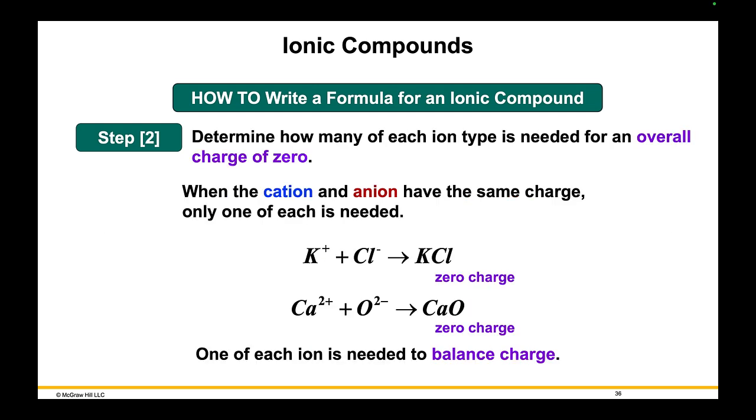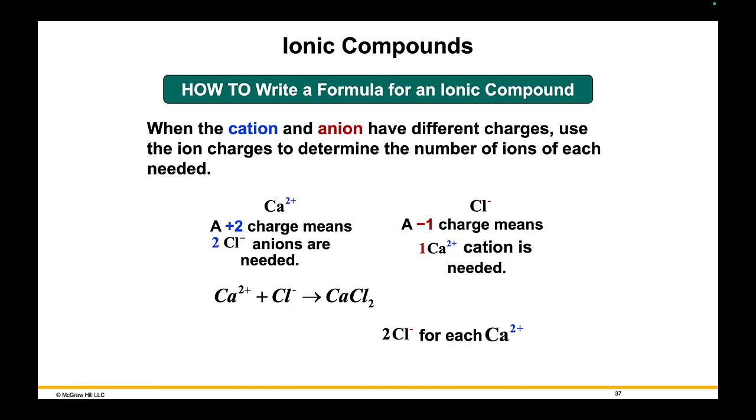From there, you can determine how many of each ion type is needed for an overall charge of 0. If the cation and the anion have the same charge, then you're only going to need one of each to balance one another out. So if you have potassium, which is going to have a +1 charge, and chlorine, which is going to have a -1 charge, then potassium chloride, KCl, you're only going to need one of each of those. Same thing when you're dealing with a compound forming between calcium and oxygen, or the oxide ion. You're going to have a +2 and a -2 charge that are going to balance each other out to give a net 0 charge.